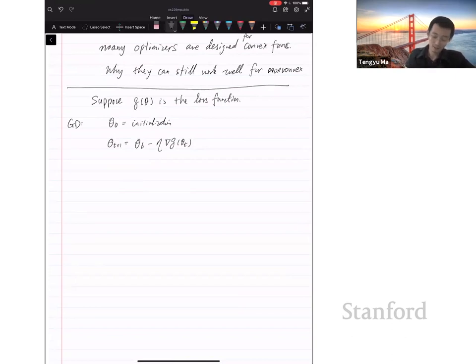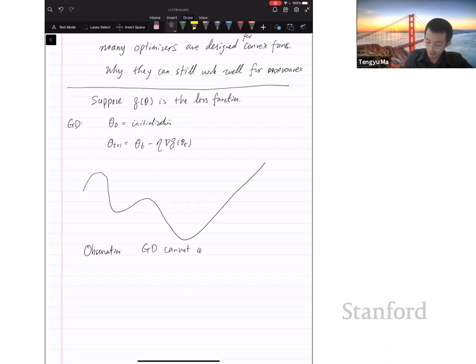I'm going to list a few facts, just to motivate the discussion here. When we're looking at non-convex functions, maybe let me draw a non-convex function, something like this. The first fact, or just some observation, let's call it an observation. The first observation is that GD cannot always find the global minimum.